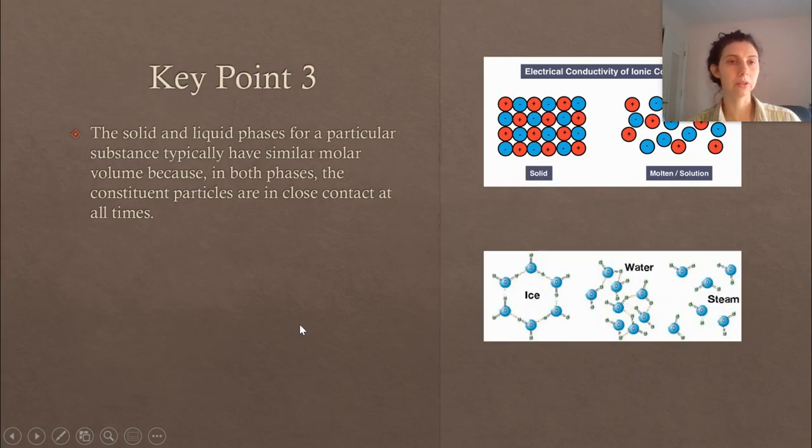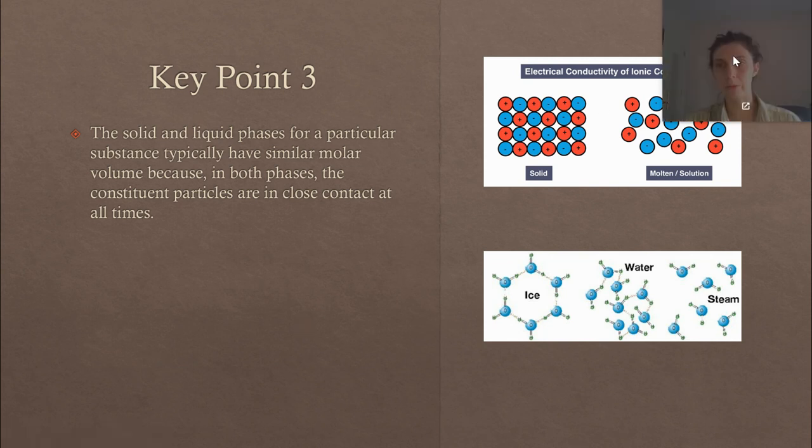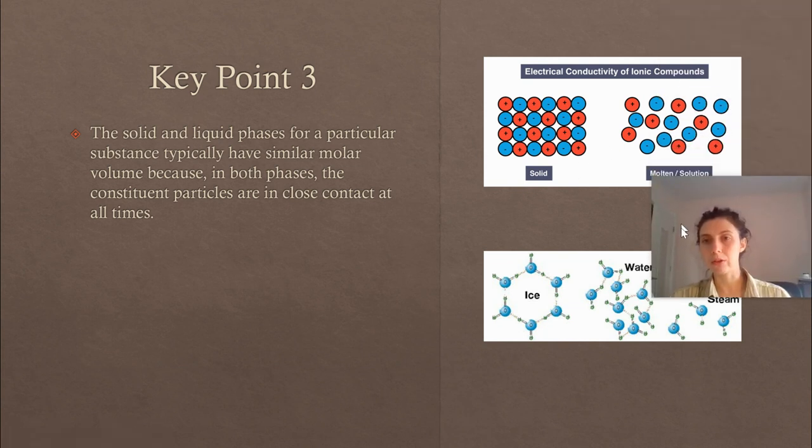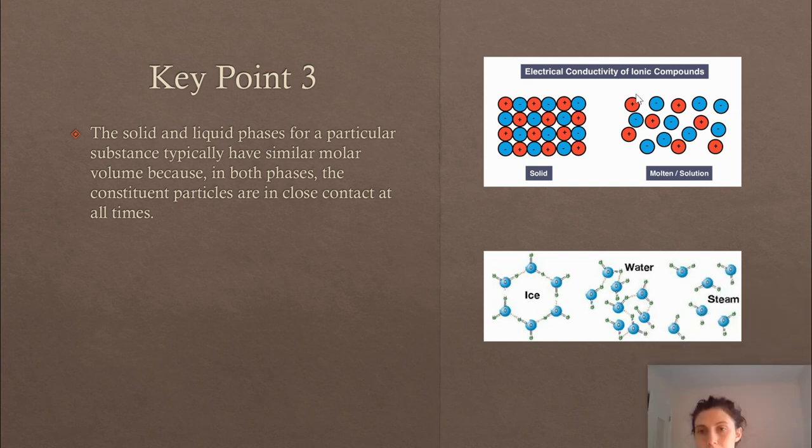Our third key point is that the solid and liquid phases for a particular substance typically have similar molar volumes because in both phases, the constituent particles are in close contact at all times. So here we have an ionic substance as a solid. It's in this strict crystalline structure, and when it's melted, when it's molten, you can see that there's a little bit more space in between these particles, but they're still very, very close.